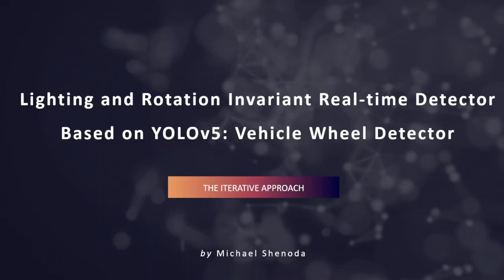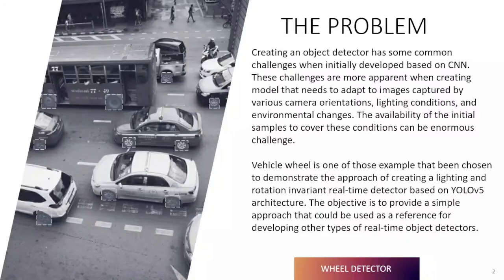Today I present a lighting and rotation invariant real-time detector based on YOLOv5: a vehicle wheel detector. I call it the iterative approach. So what is the problem?